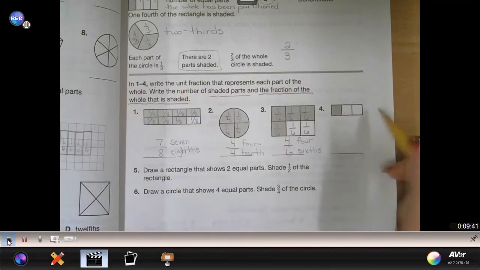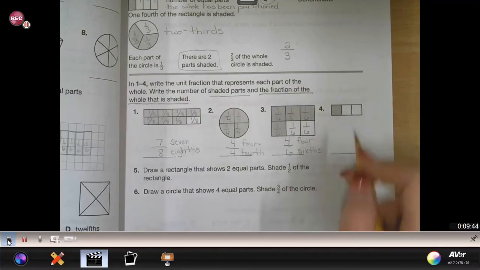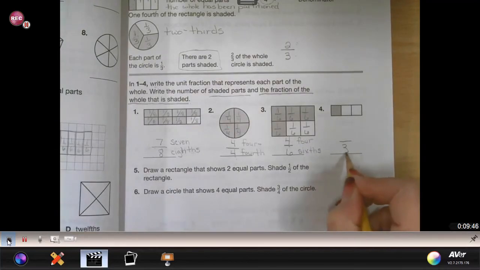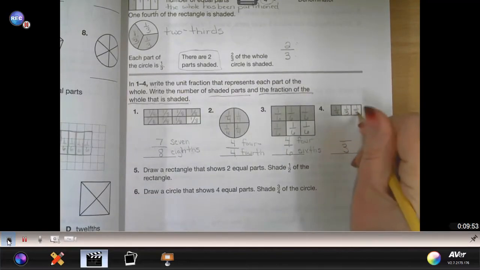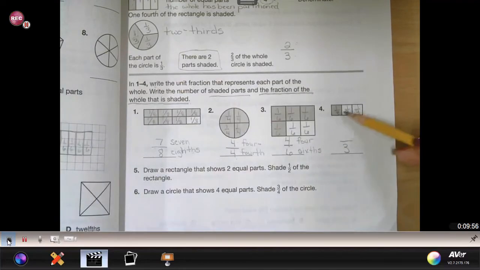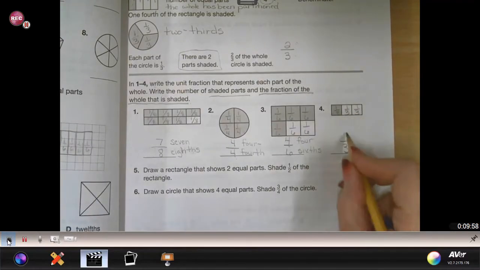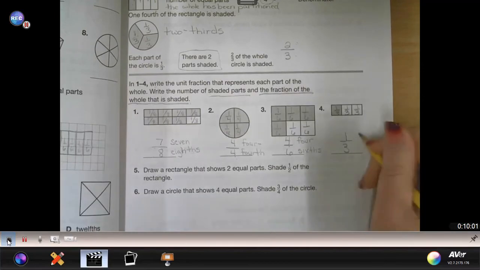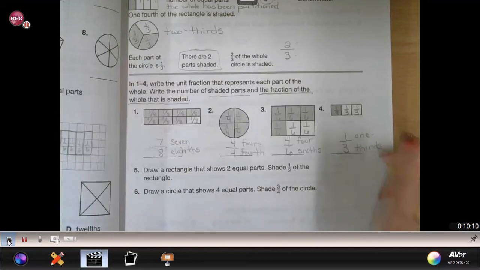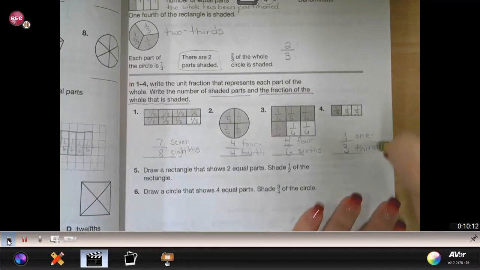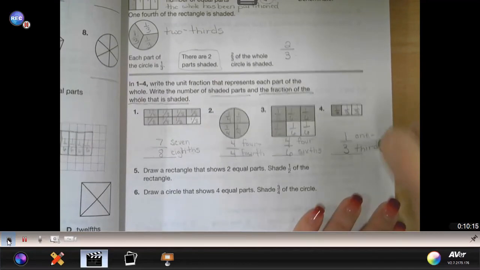And number 4, we're looking at our model. This is another rectangle, and it is broken up into 3 equal pieces. And each one of those pieces we are going to label as 1/3. And they're asking for the shaded pieces, so there's only 1. So actually that's one of our units. So this is actually a unit fraction. And we have one of our thirds that is shaded, one of them, 1/3. It's just one third.